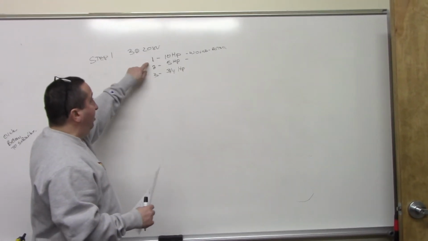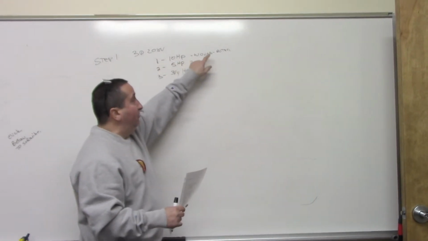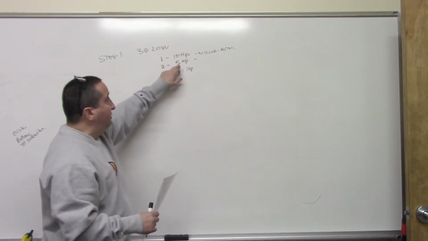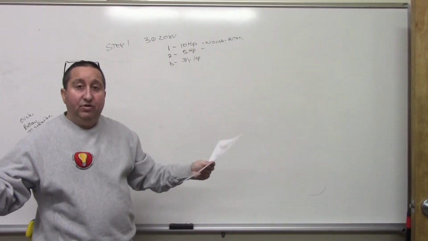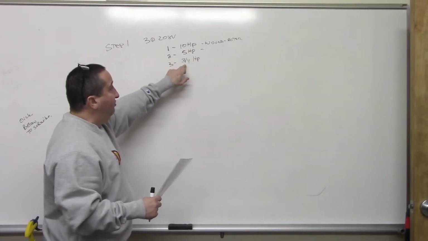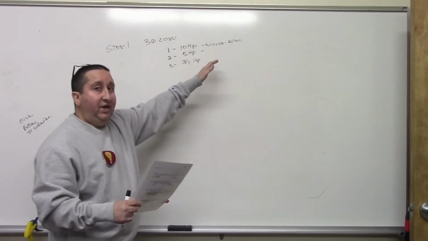looking for. We have one 10 horsepower motor, wound rotor, and we have two 5 horsepower motors, which are squirrel cage, which are your regular AC polyphase motors. And we also have three 3/4 horsepower motors, squirrel cage motors.